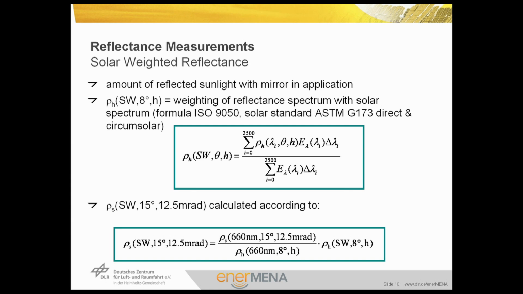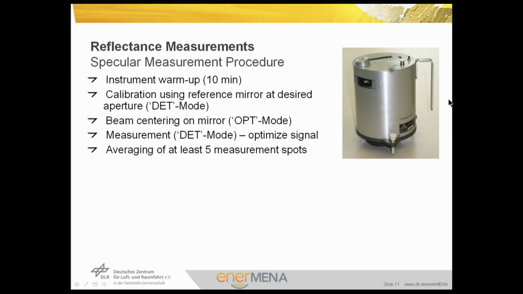And so if we take this ratio, we only have to multiply it by the solar-weighted hemispherical reflectance, and then we get the solar-weighted specular reflectance. This procedure is only an approximation due to the fact that there's no reliable way to measure the specular reflectance spectrum over the range that we need at the current state of the art. This is the procedure to evaluate a solar mirror material in the laboratory.